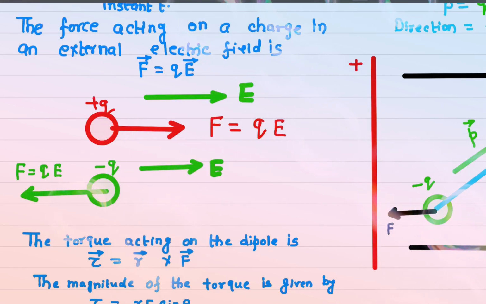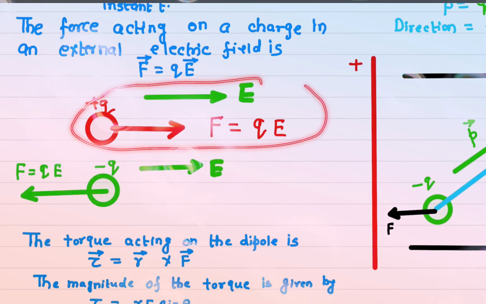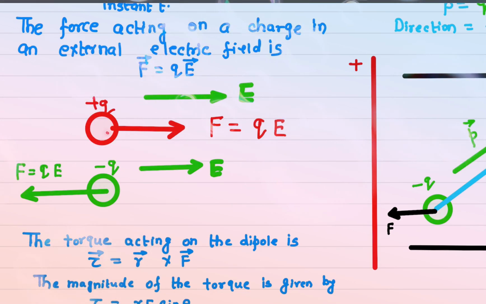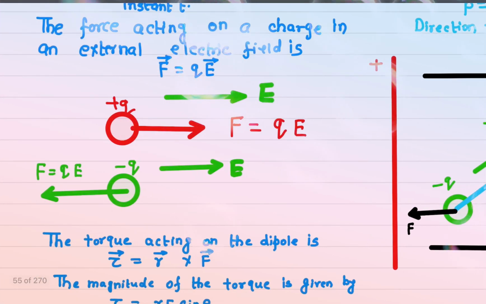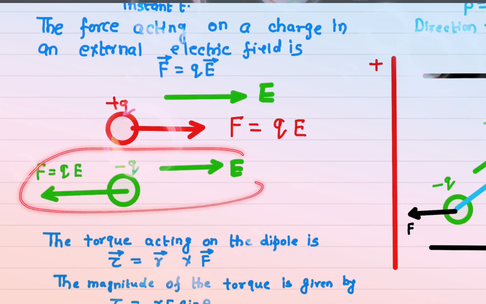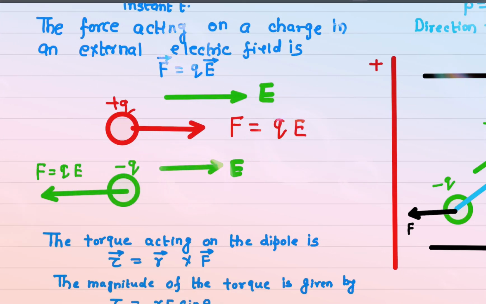If we place a charge into an external electric field and it is a positive charge, then the force and the electric field will be in the same direction. But if it is a negative charge, then the force will be in the opposite direction. You can see here, if this is a negative charge, then the force will be minus q times E. That means the force and the electric field are in opposite directions.